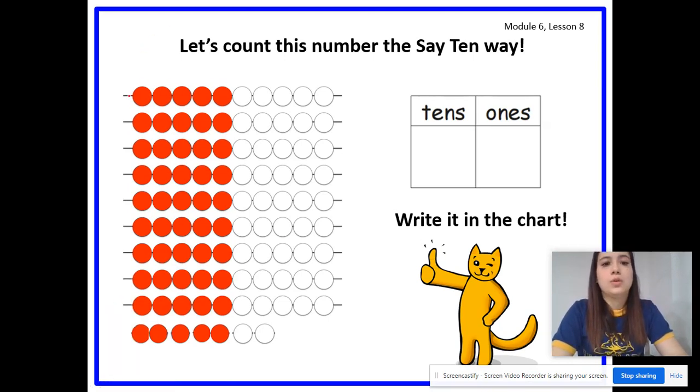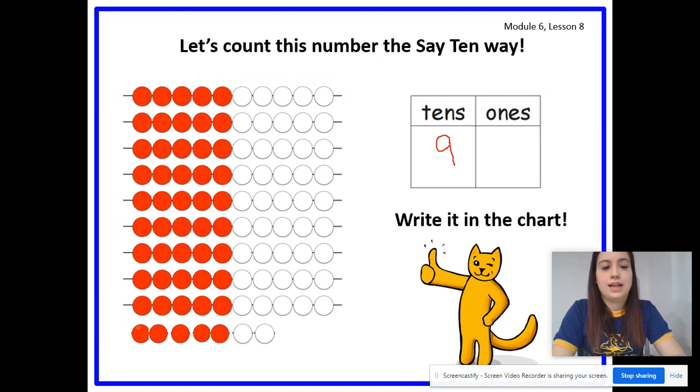1 ten, 2 tens, 3 tens, 4 tens, 5 tens, 6 tens, 7 tens, 8 tens, 9 tens. Do we have another 10? No, right? So we only have how many tens, boys and girls? Yes, 9 tens.